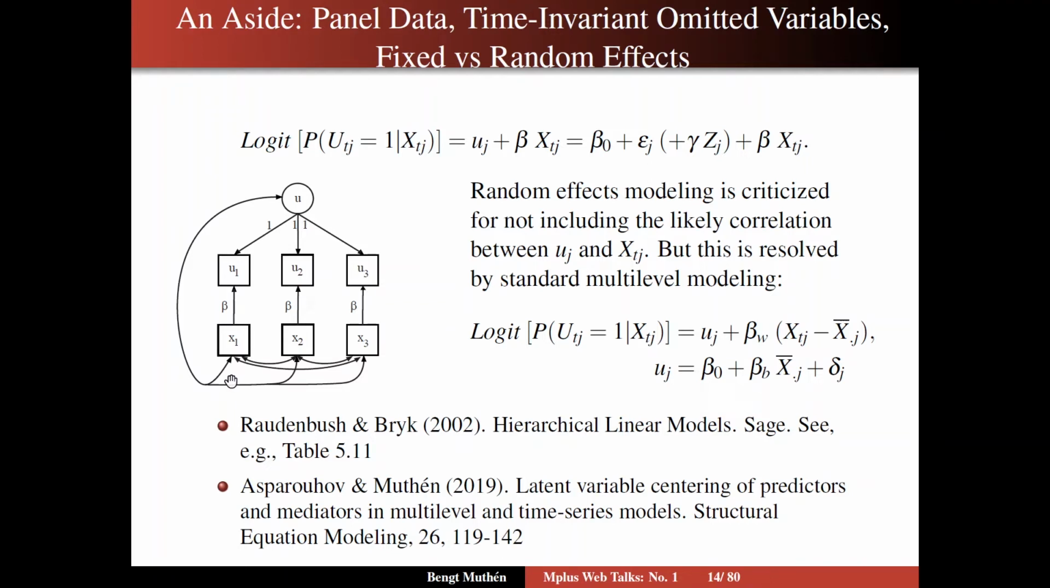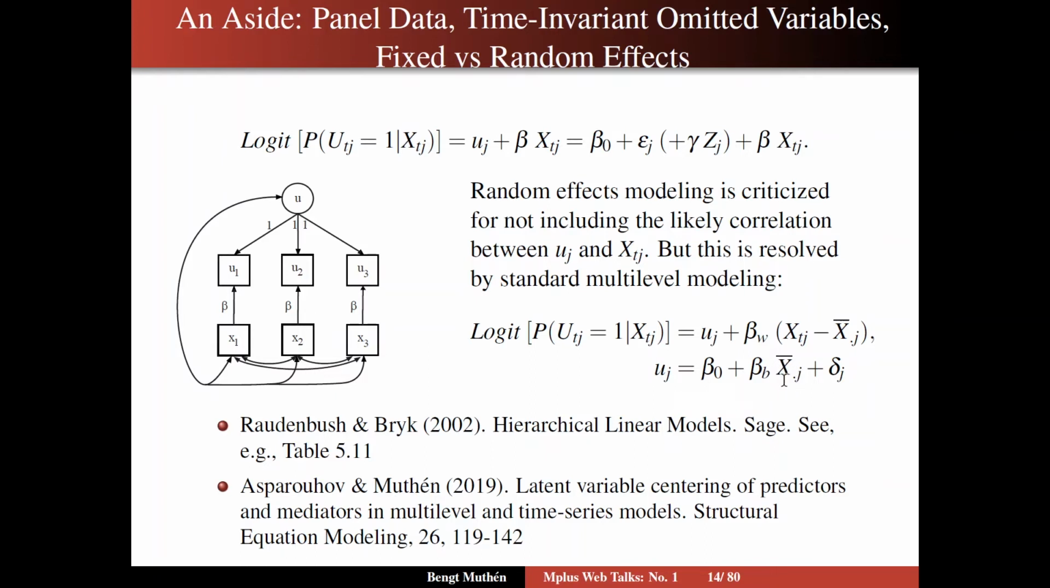And that's true, but that's not a problem for us if we do this multi-level modeling correctly. So for instance, if you have this logistic regression equation in two parts, level 1, level 2, you can group mean center the x's by subtracting the group mean from each x observation, and on level 2 you can add the group mean variable.